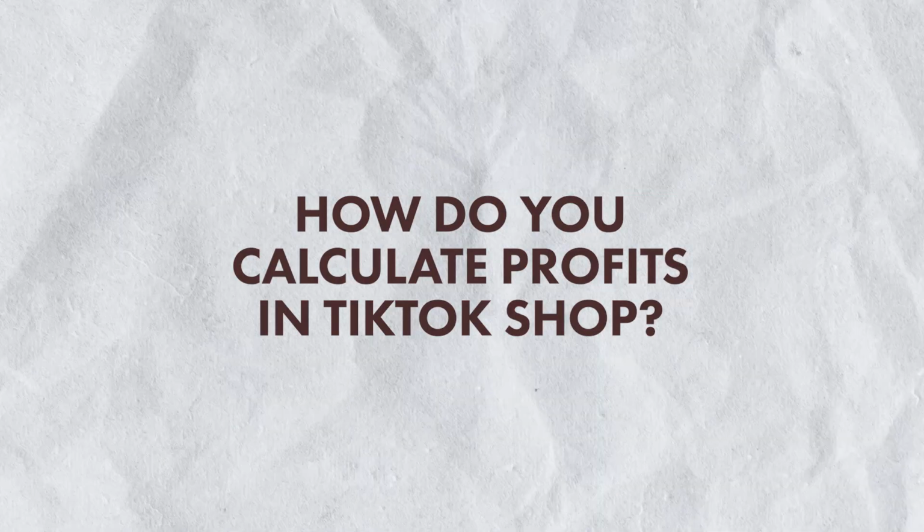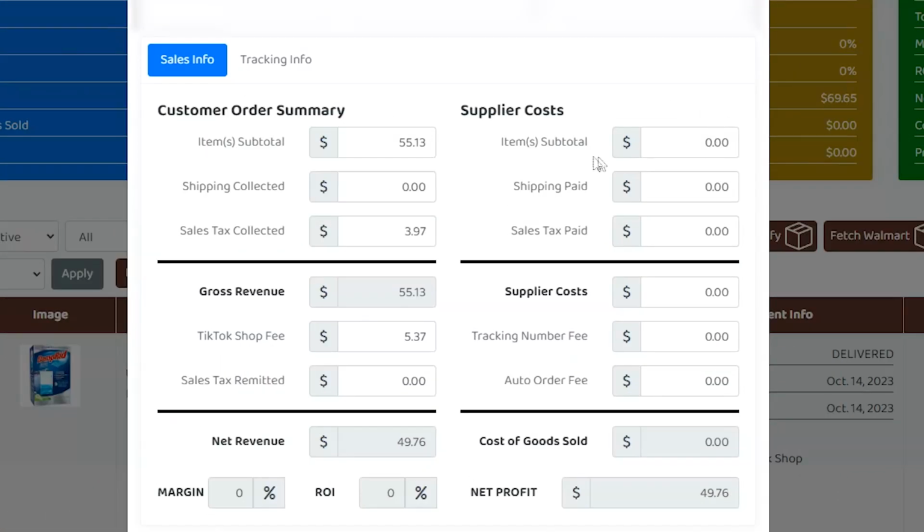So how you can calculate profit using FBM Fox is you just want to click on edit and scroll down and paste the supplier cost in here. So it cost me $27.56. And remember, the net revenue that we earned after all TikTok fees was $49.76. So on this single order, we earned $22 at a profit margin of 55%. Isn't that crazy? We basically doubled our money on one sale.